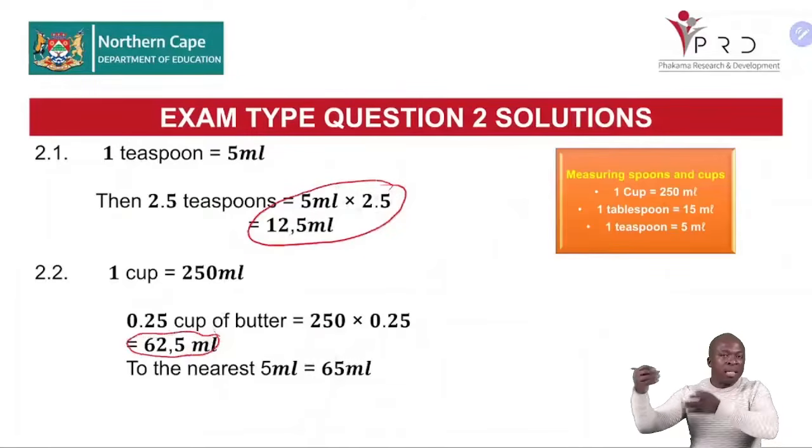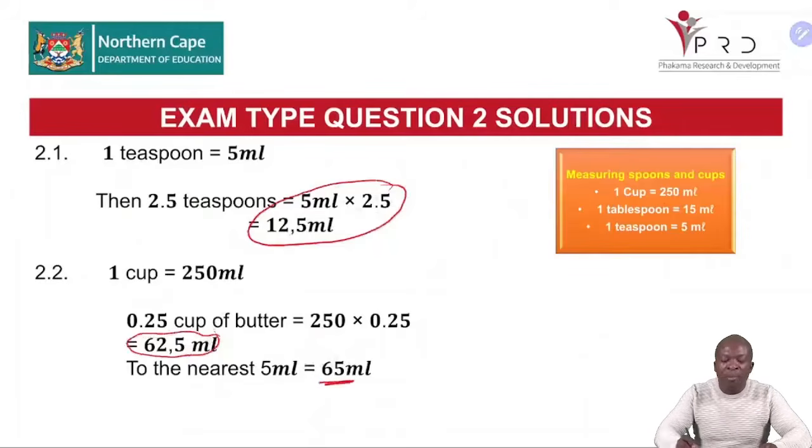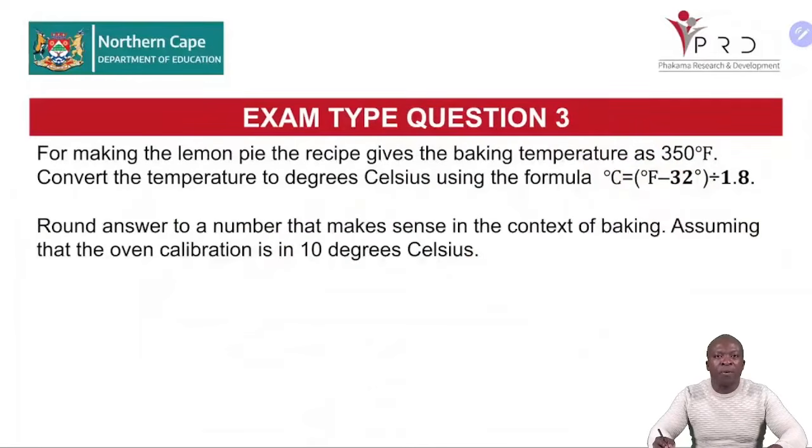So we take it to 65 milliliters. I hope you got that one correct. Now, there is something different for us to try. This time it involves temperature. It says, for making the lemon pie, the recipe gives the baking temperature as 350 degrees Fahrenheit.